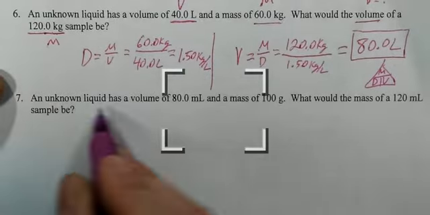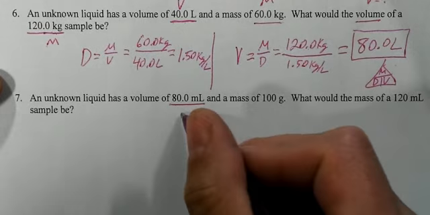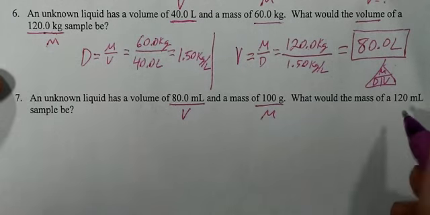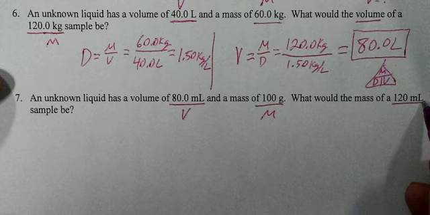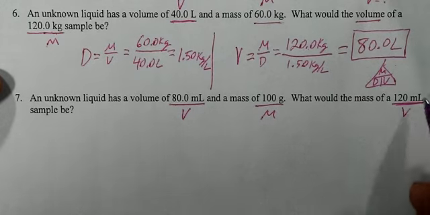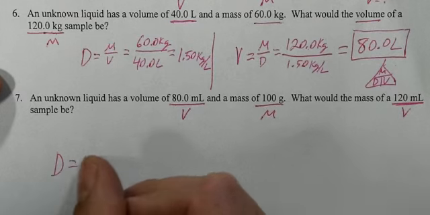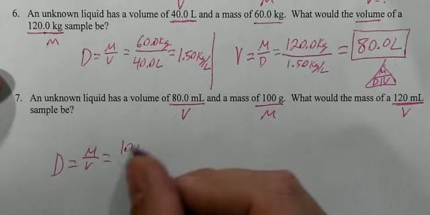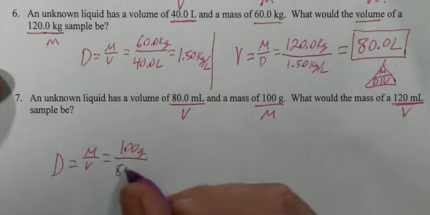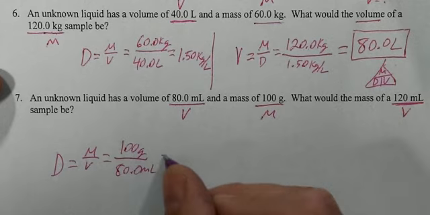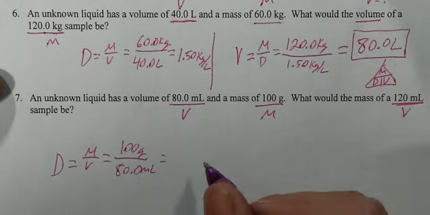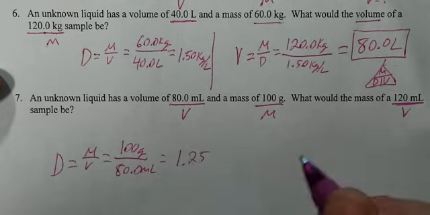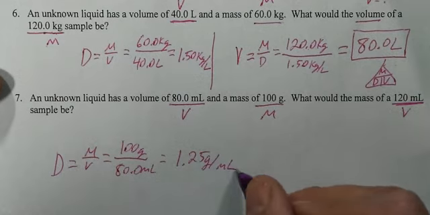Alright, I want to do one more for you. An unknown liquid has a volume of 80 milliliters. That's clearly volume again. And a mass of 100 grams, clearly mass again. What would the mass of a 120 milliliter, that's volume, sample be? Again, we'll find density first. Mass over volume equals, in this case, the mass is 100 grams, volume is 80.0 milliliters. 100 divided by 80 is probably 1.25 grams per milliliter.